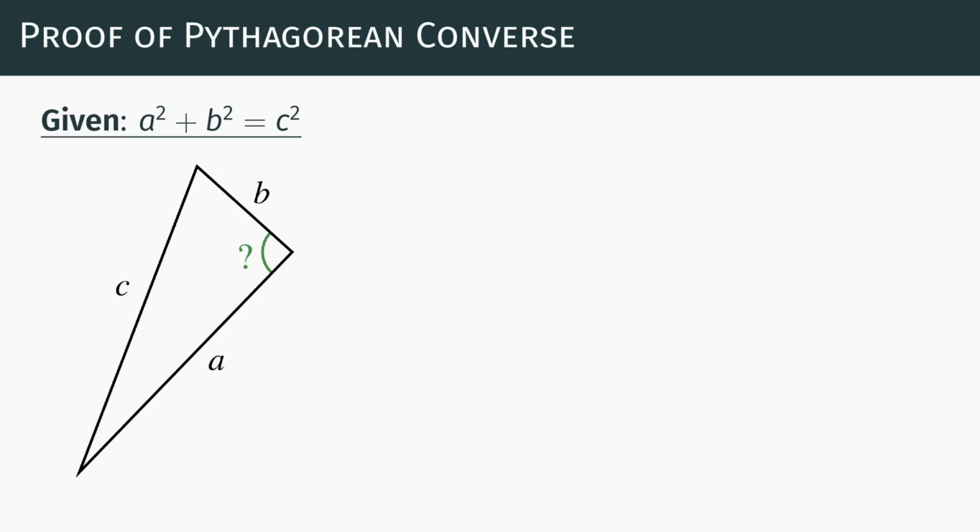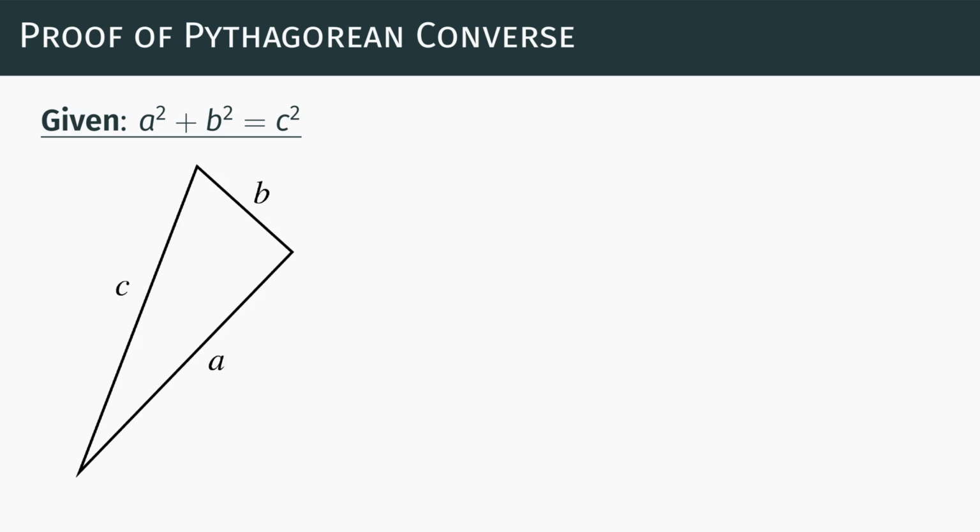And I want to point out, you don't know what the angles in this triangle are. You have no idea what the angles in the triangle are. All you know is that a squared plus b squared equals c squared. It's our job at this point to show that there's some way to figure out that it has to have a right angle in there, that it actually is a right triangle we're looking at.